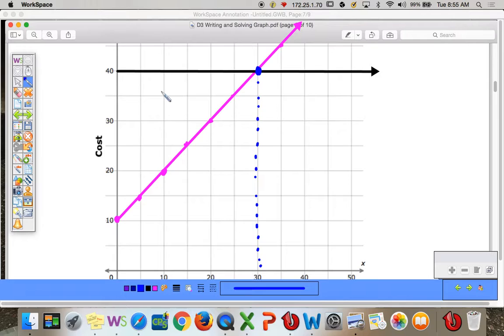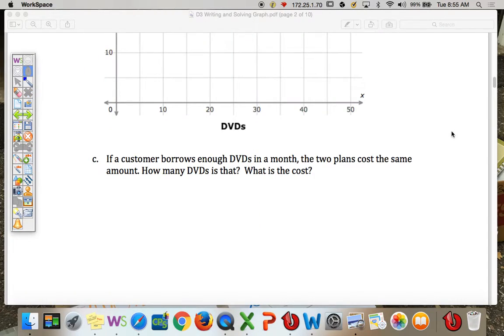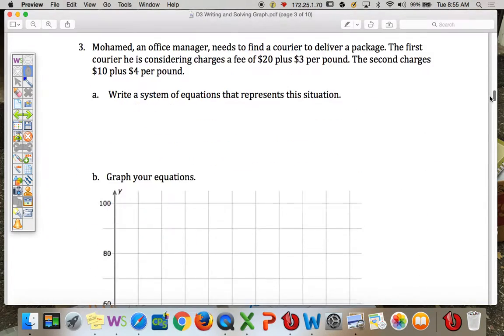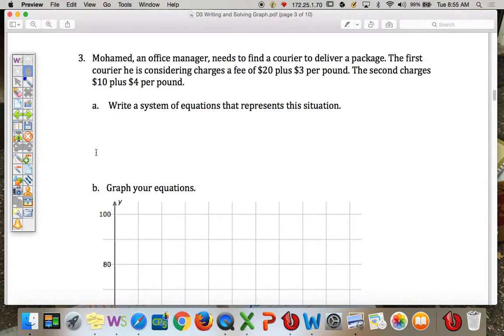And so using the graph, if you rent any more than that, you would probably want this $40 a month. Otherwise, it's cheaper to have that first plan if you rent less than 30 DVDs a month. The pink is cheaper. If you rent more than 30 DVDs a month, then the black one is cheaper. Okay, let's do a few more, and the rest will be your assignment.